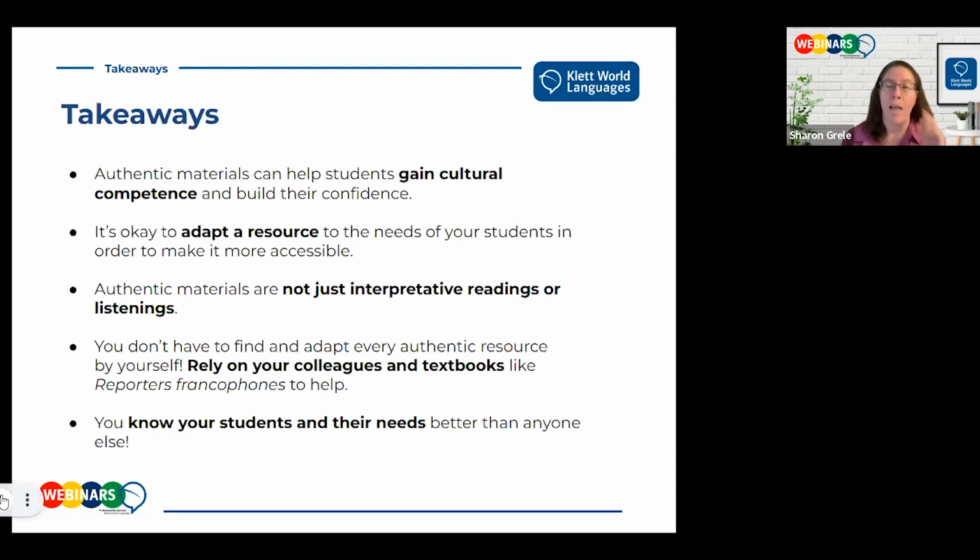And if you know that adapting a resource is going to make it the right tool for your students, then by all means, go for it. Okay? Absolutely. And I was just going to go back to a couple of resources.